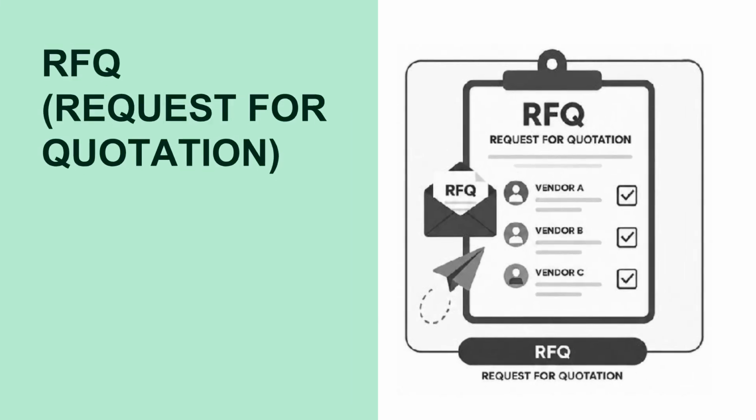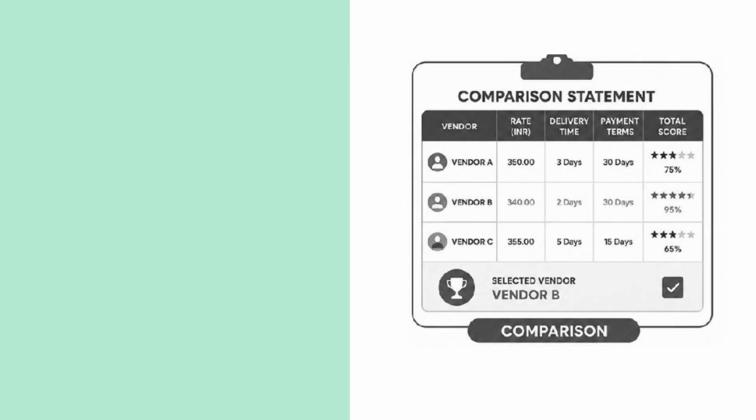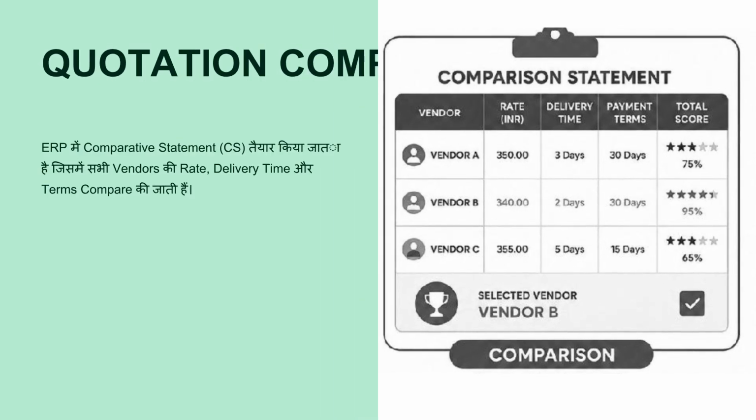Next is the request for quotation, or RFQ. The purchase team obtains quotations from various vendors. For example, vendor A quotes 350 rupees per bag, vendor B quotes 340 rupees per bag, and vendor C quotes 355 rupees per bag. Quotation comparison involves preparing a comparative statement, or CS, in the ERP, comparing the rate, delivery time, and terms of all vendors.